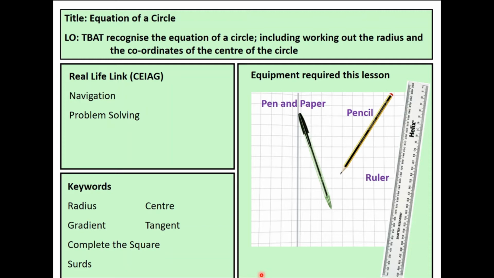This lesson is on the equation of a circle, first being able to recognize the equation of a circle, and also working out what the radius and the coordinates of the center of the circle are. You've got your equipment list for this lesson and some of the keywords, and you've gone through some of these already: radius, center, gradient, and we've also looked at completing the square. Some of these answers we'll be leaving in surd form.